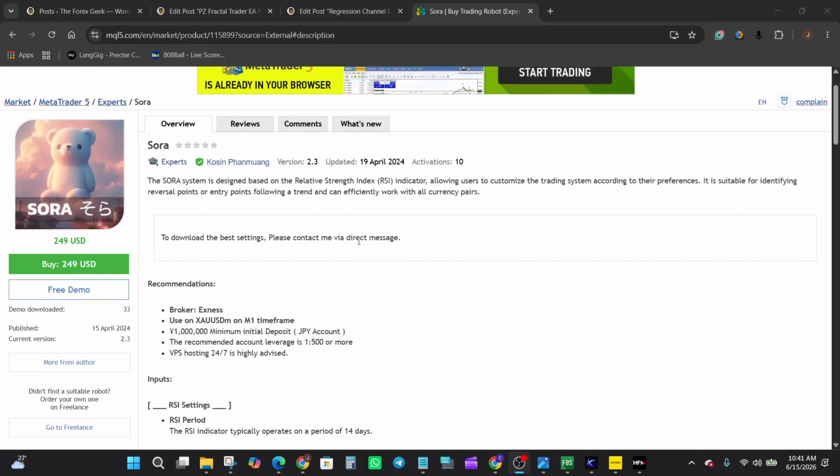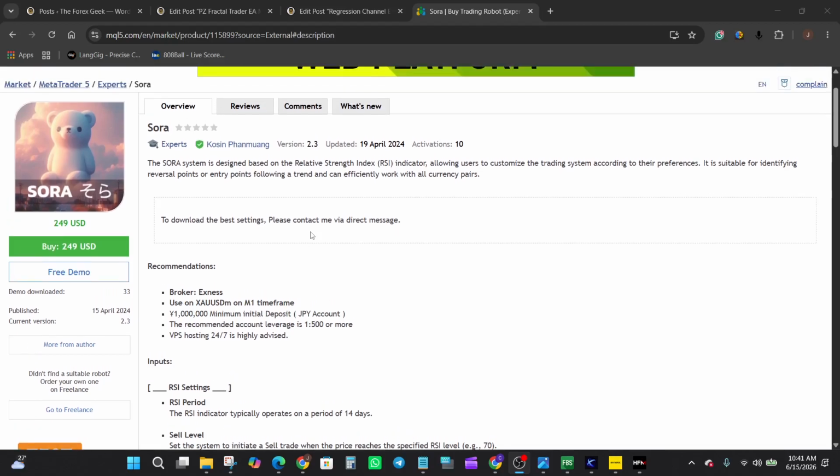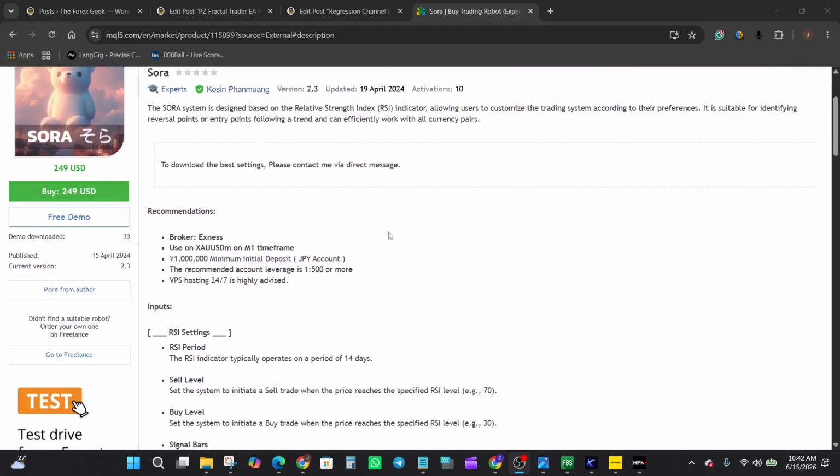Looking through the product description, the Sora system is built around the Relative Strength Index, or RSI. According to the developer, the EA is designed to allow traders to customize the trading system based on their own preferences and can be used for identifying reversal opportunities or potential entries that follow an existing trend. The developer also states that the EA can work with all currency pairs, although specific recommendations are provided for XAU/USD on the M1 time frame.